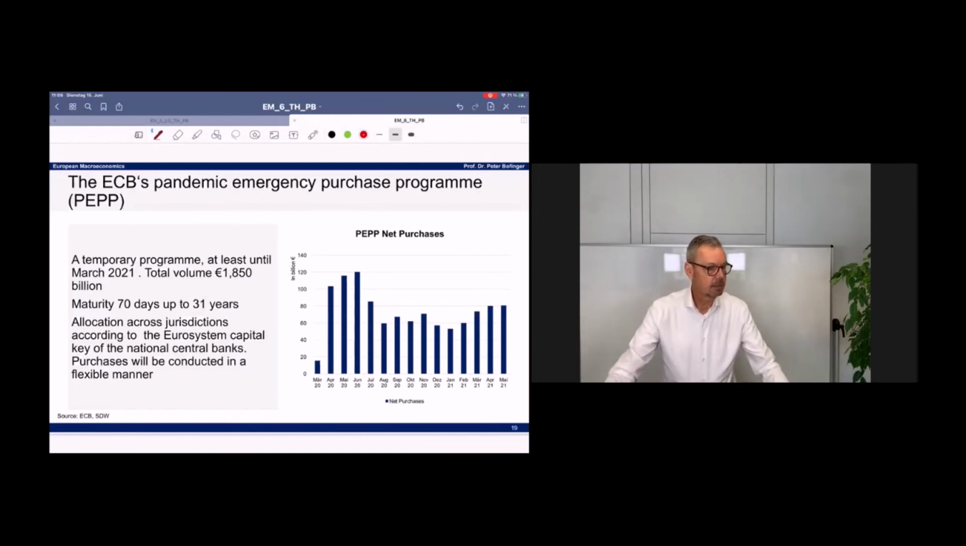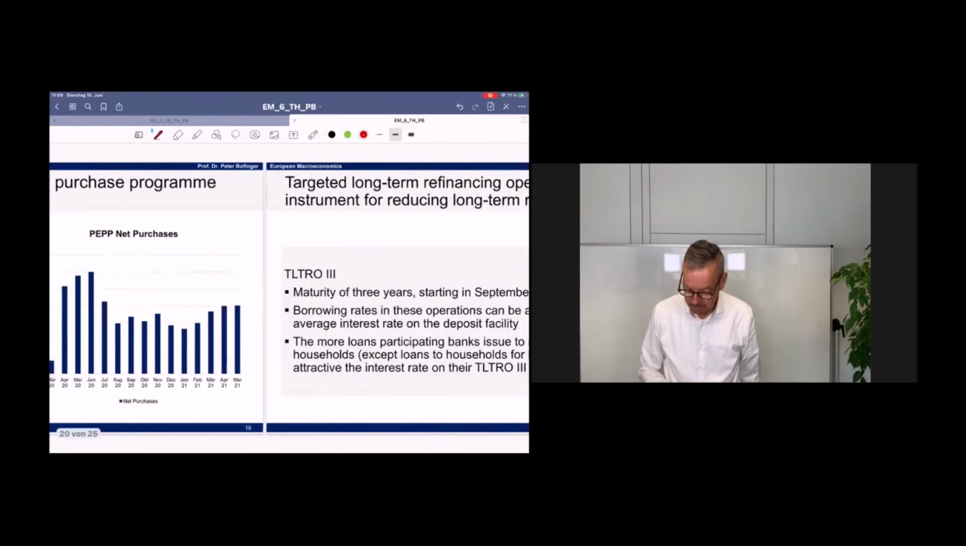And of course, this gives the ECB flexibility. For instance, if Italy is under pressure, at least in the short term, the ECB can purchase a relatively large share of Italian bonds, but of course, it has then to reduce it, because otherwise the ECB gets problems with the German Constitutional Court, who is very critical and skeptical about all these purchase programs.